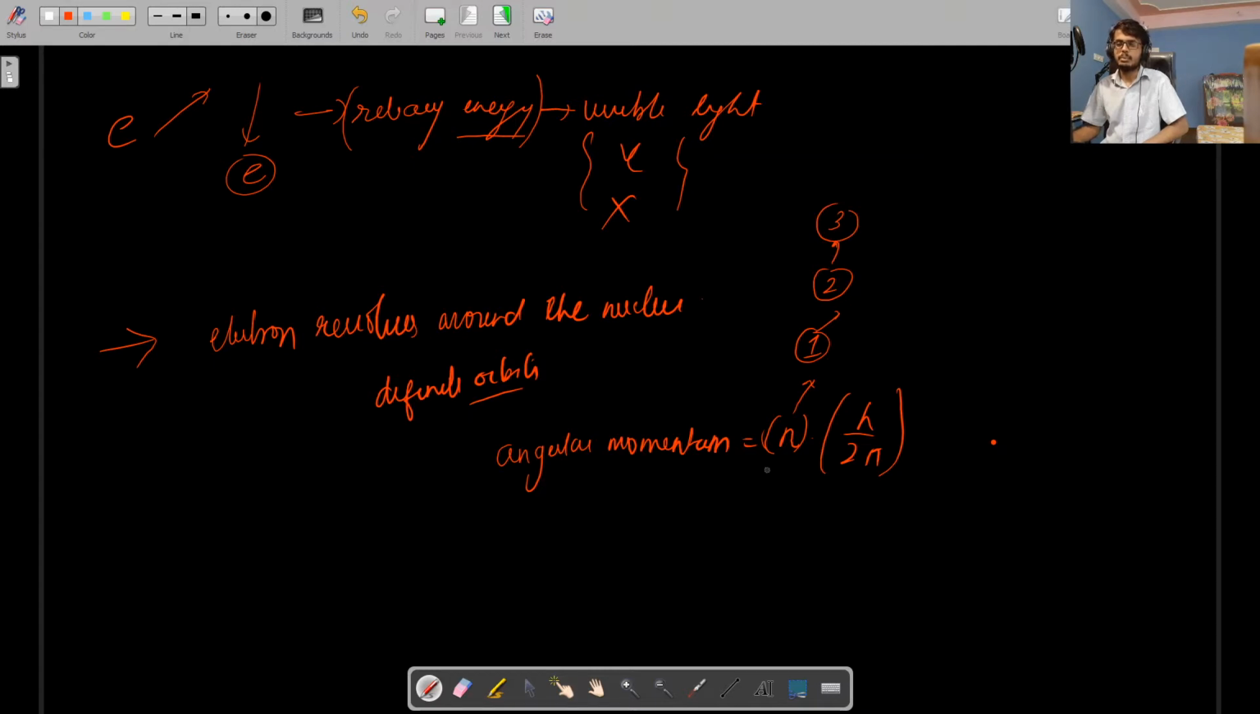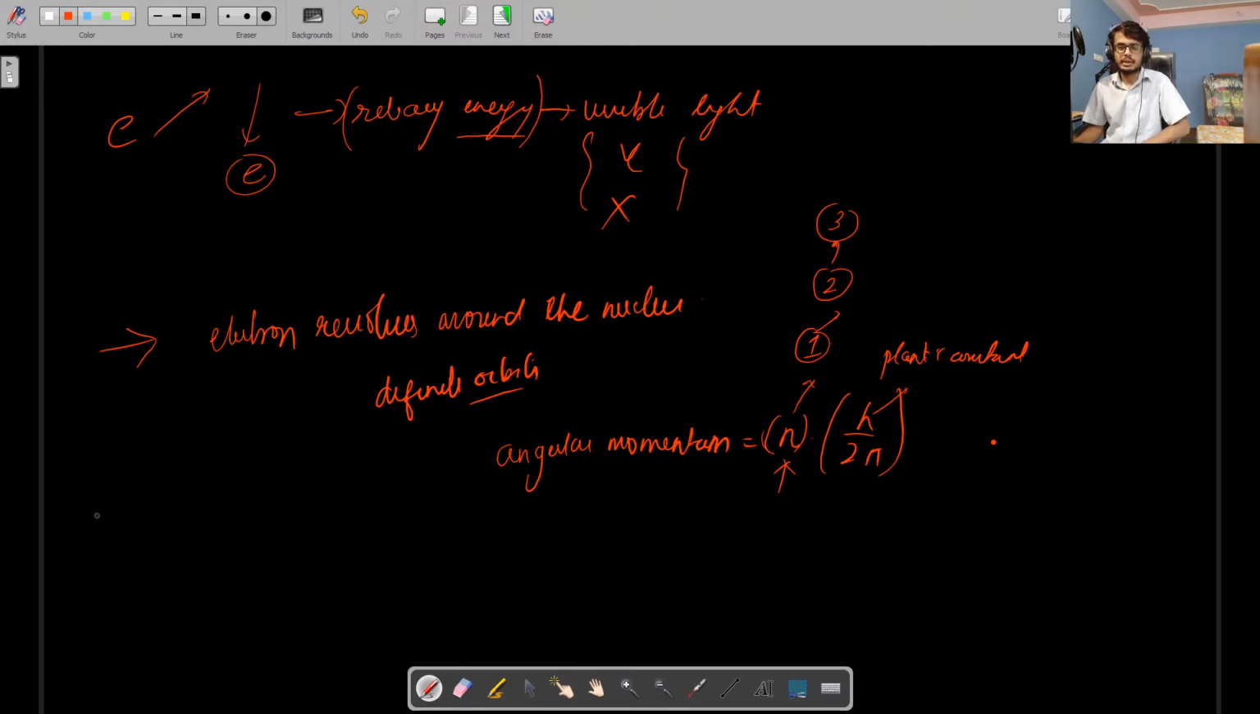So the angular momentum of an electron revolving around the nucleus in some definite orbit is n times h by 2 pi, where h is Planck's constant, so it will always be this value. If an electron is revolving around the nucleus in the first orbit, then n will be 1, so the angular momentum will be h by 2 pi.